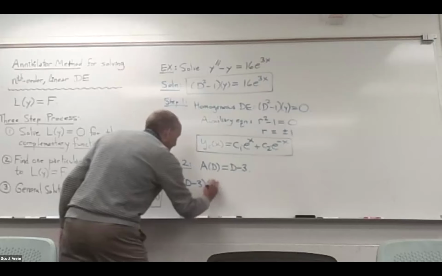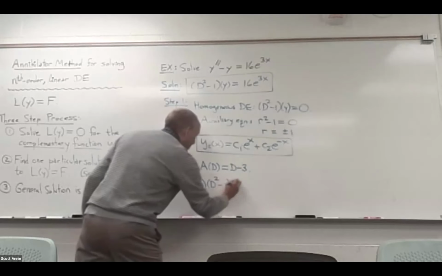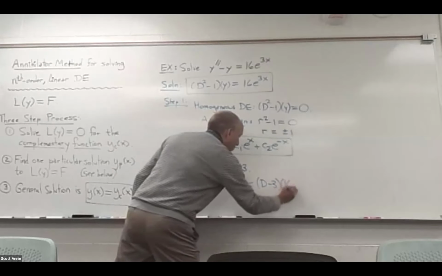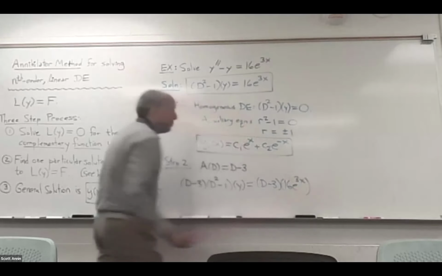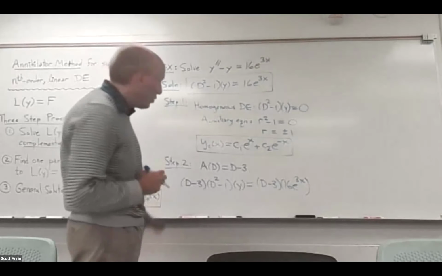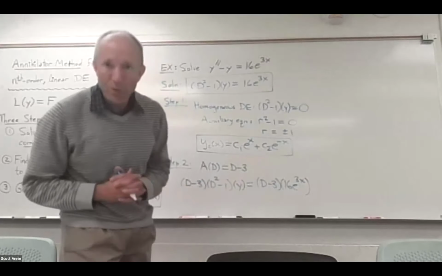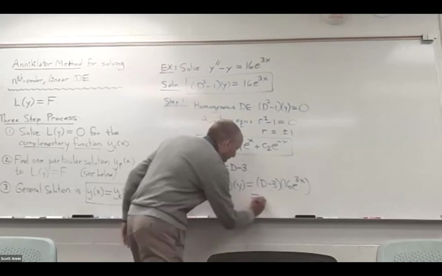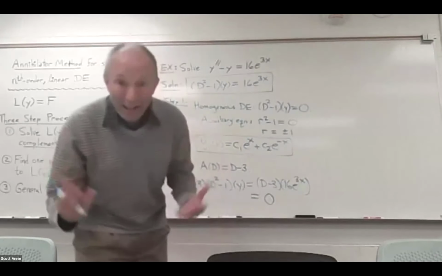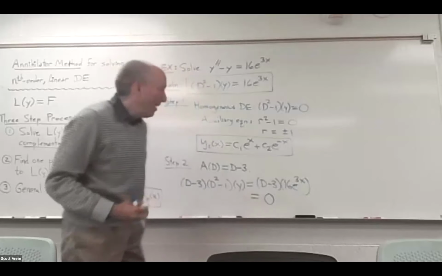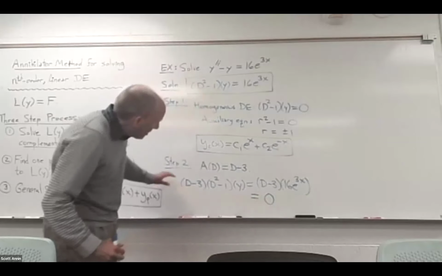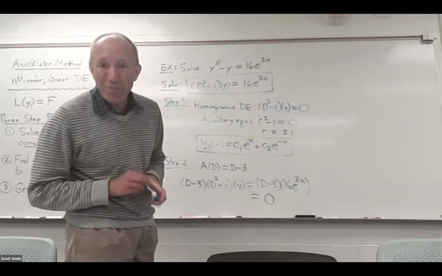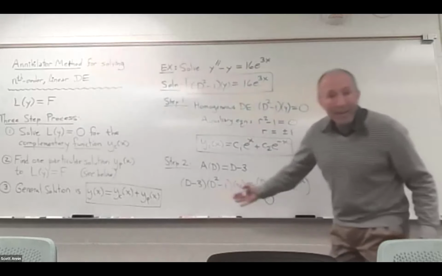So you'll have D minus 3 being applied to (D squared minus 1) of y on the left, and on the right, D minus 3 is also being applied to 16e to the 3x. So you simply apply that annihilator on both sides. The reason for this is, of course, on the right-hand side, when you use the annihilator on the function, you annihilate the function. It's going to become 0 on that side, which means that you now find yourself with another homogeneous differential equation. And so we know how to solve this one again, right?